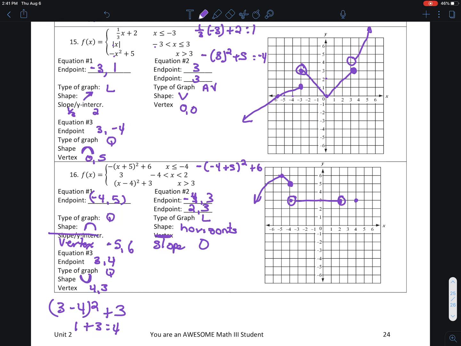So will I see my vertex? Yes, I will see the vertex. So the vertex is 4, 3. My start point is when x is 3, y is 4, and that is also an open circle. So when x is 3, y is 4, and then it goes down to its vertex, and then it goes back up, and that's our shape.